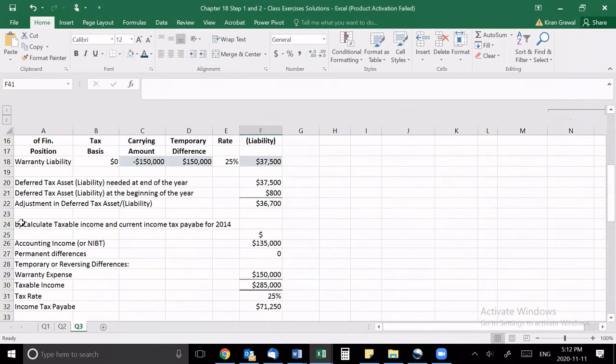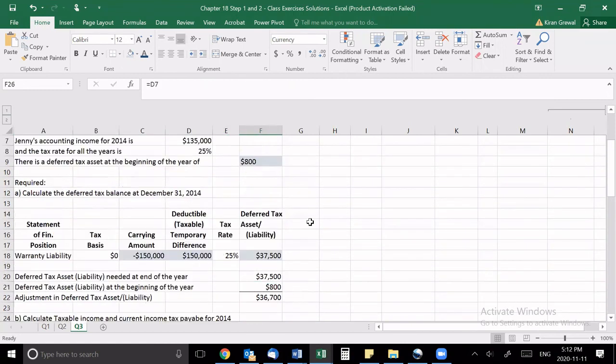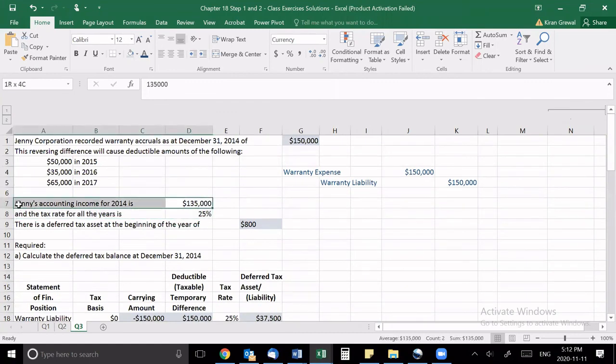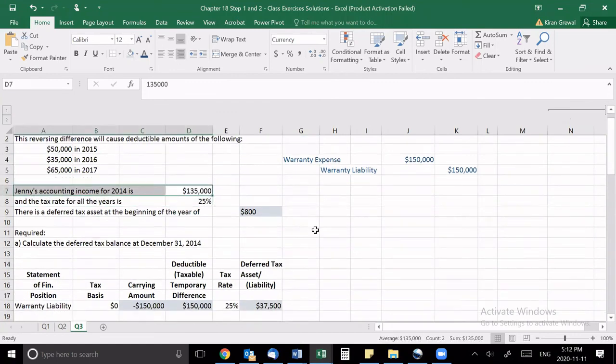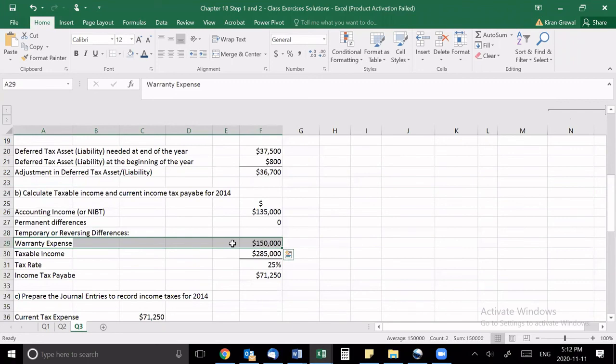All right, so let's do part B now. Calculate the taxable income and current tax payable for 2014. So this is step number 1, which you would have learned in the previous video. You're going to start with accounting income, which is 135. So it told us here that accounting income for 2014 is 135. You're going to adjust for permanent differences. There aren't any in this question. You're going to adjust for temporary differences. There is warranty expense. That's the only temporary difference we have here.